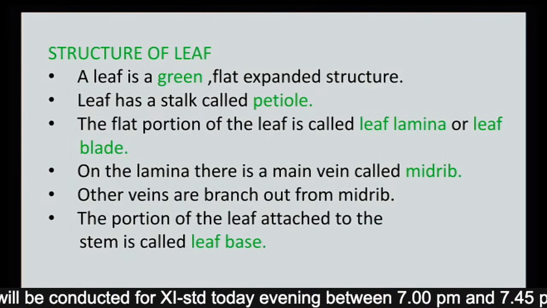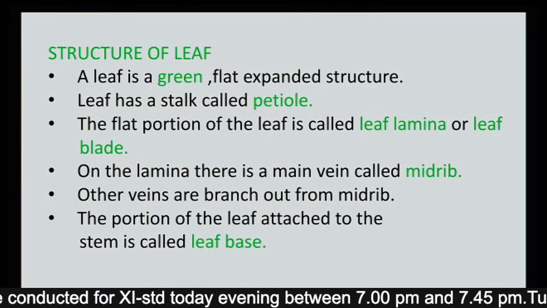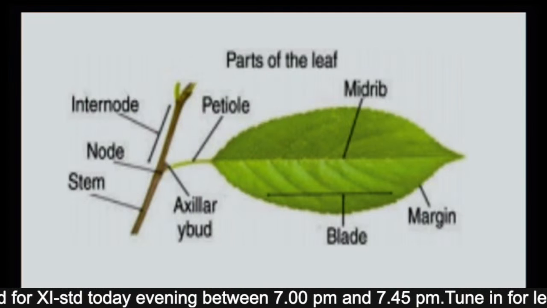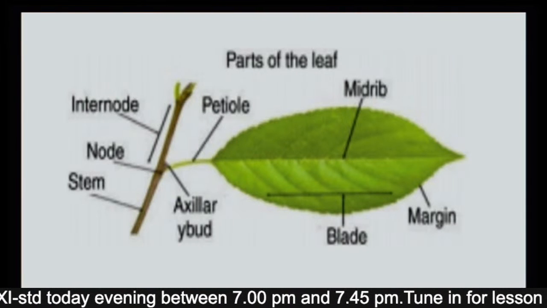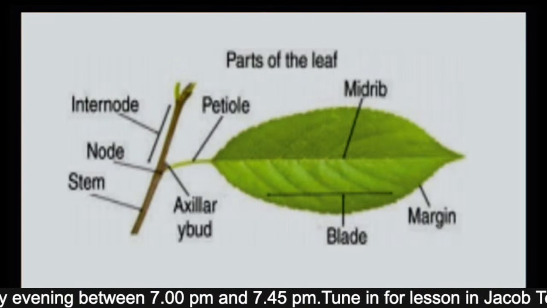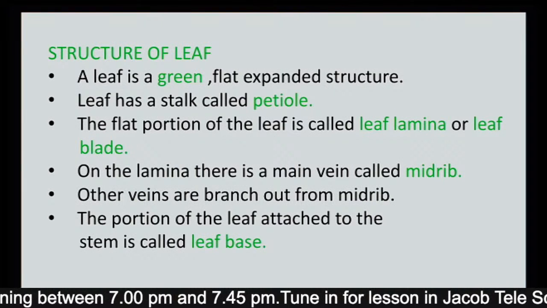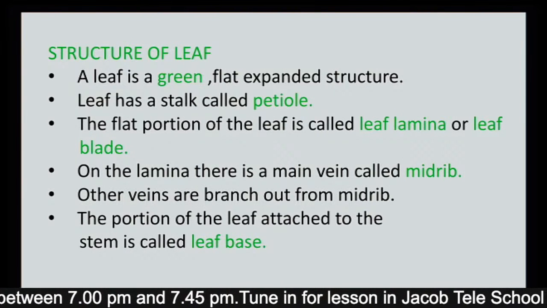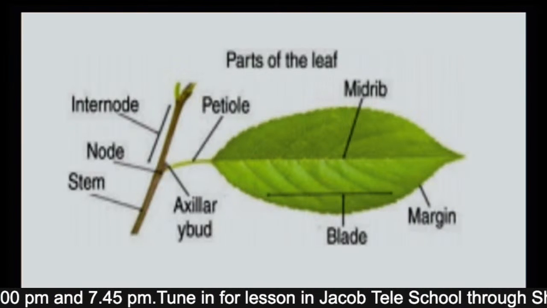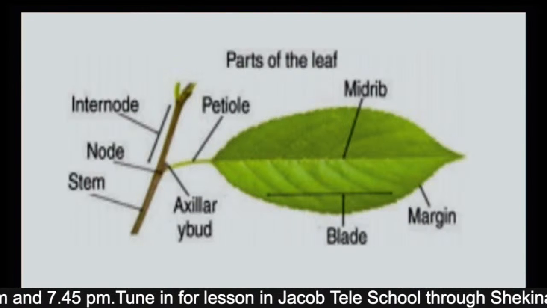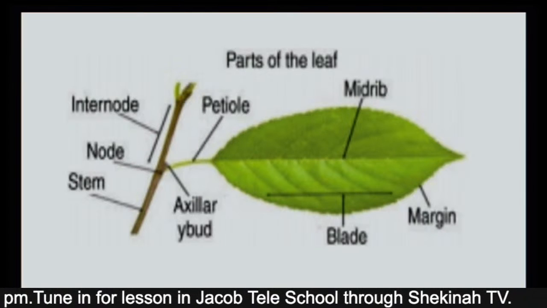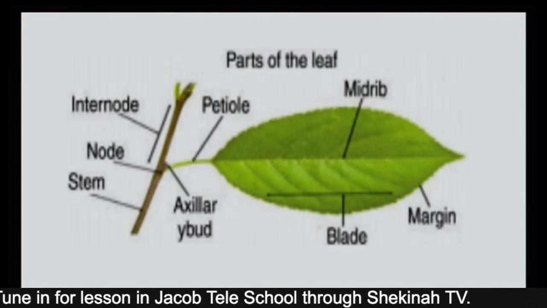And next one, on the lamina there is a main vein called midrib. And you can see the midrib in the middle of the leaf. From the midrib many branches of veins are there. So they are the small veins that branch out from the midrib. And next one, the portion of the leaf attached to the stem is called as leaf base. Leaf வந்து stem-ஓட attach ஆயிருக்குல்லையா அந்த place தான் என்ன சொல்லுவாங்க leaf base. Okay, and in the stem you can see the nodes, முனைகள், node இருக்கு and internodes are present. So these are the parts of the leaf.